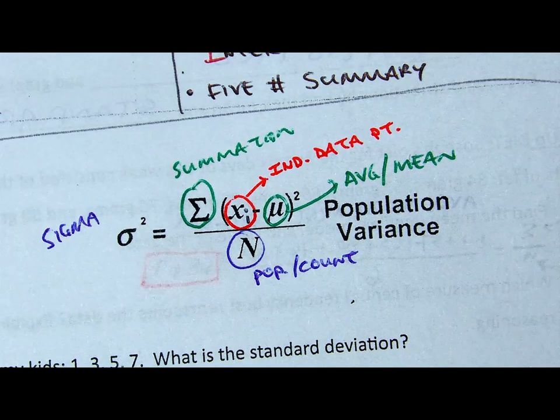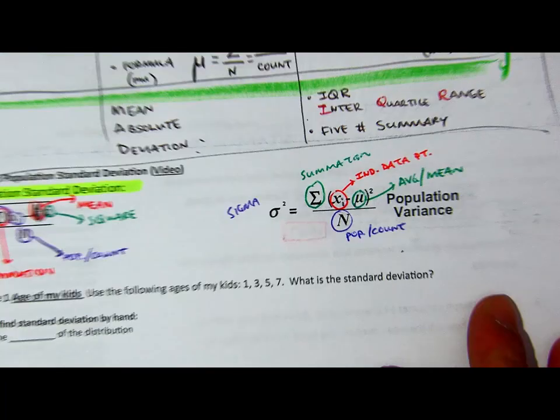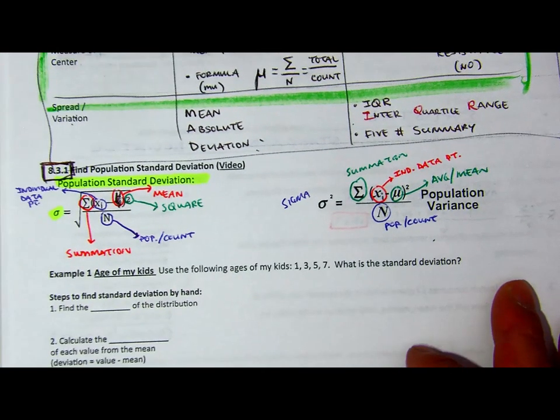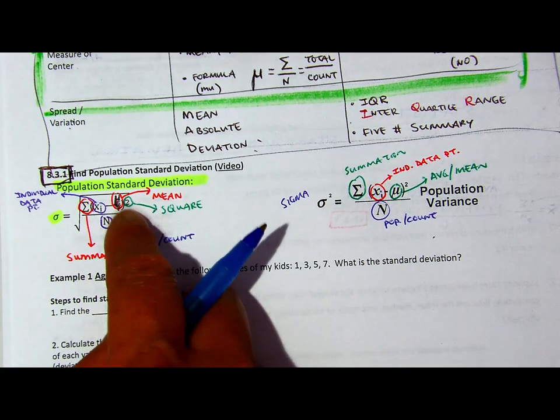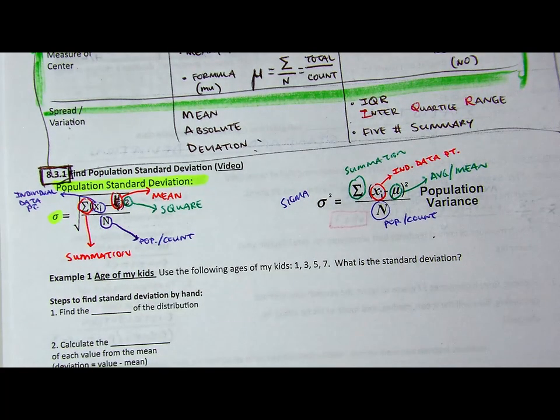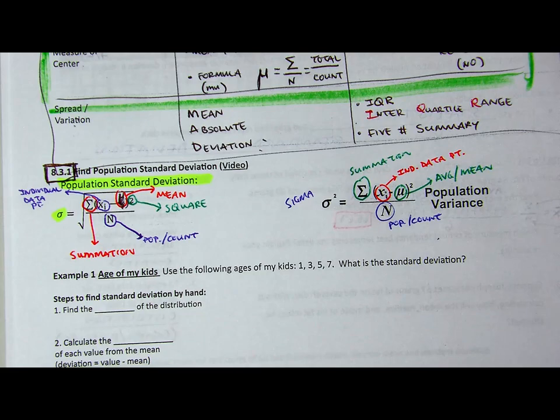Okay? So what's the difference? One of these is called population variance. This is going to be a very big number. This one, because you're going to take the square root of everything, it'll be a small number. Alright, let's do an example.